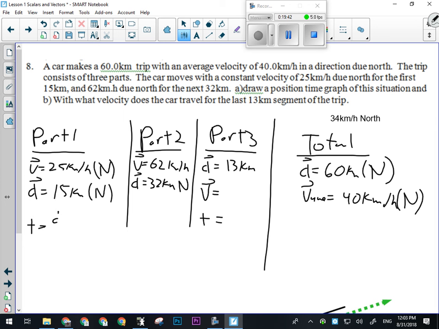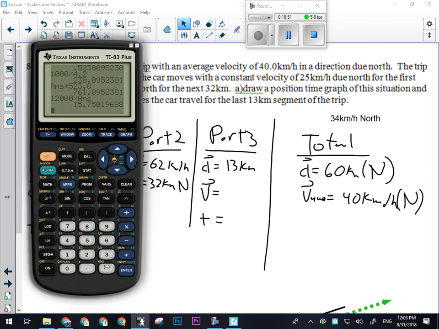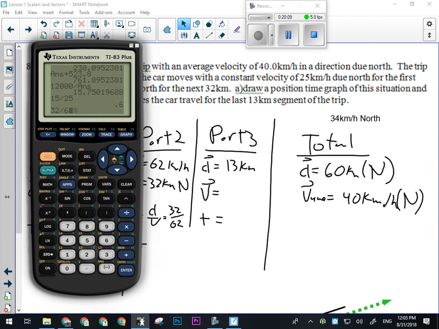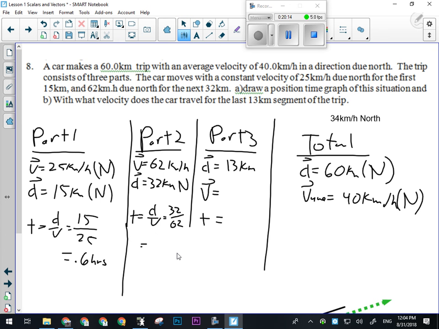All right, so T will be D over V, so that'll be 15 over 25. And this is going to come out in hours because that's what we're using here. So 15 divided by 25. So part one takes 0.6 hours. All right. And part two, same calculation, T equals D over V. So that'll be 32 over 62. Okay. So it's 0.516 hours.